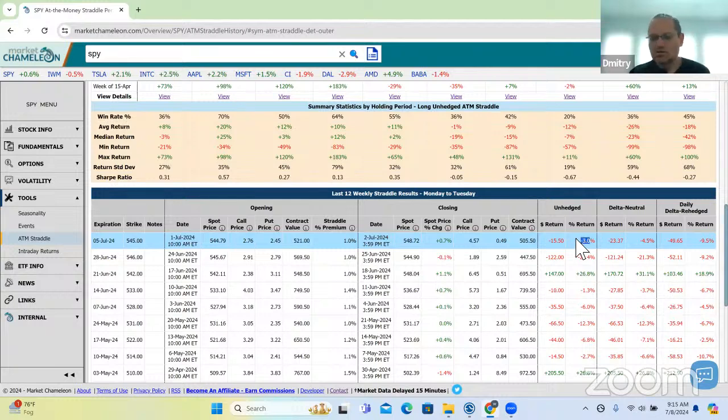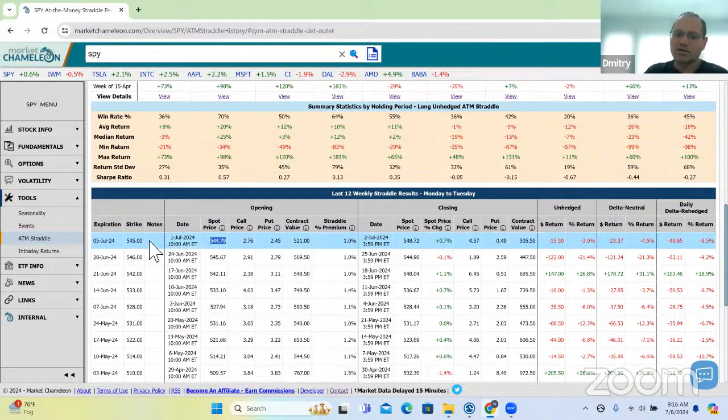So that's from Monday to Tuesday holding an at-the-money straddle. Of course, here we're tracking actual option prices. So if the spot price is 544.79, you're not going to get a strike at exactly each spot price at that moment, right? They don't list options at every penny, right?